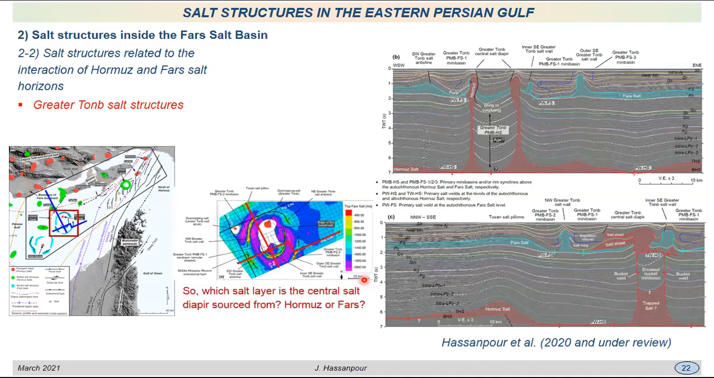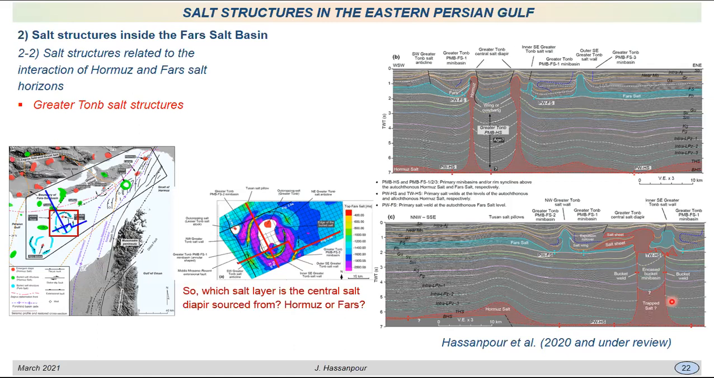So we have used the same data and we try to interpret in detail the central salt structure, but for the southern part of the diapir, which is quite complex, we are not sure if it is actually a primary mini basin along a southern irregular boundary of the central diapir, as shown in this west-east line, or it is a secondary mini basin due to the collapse of the diapir.